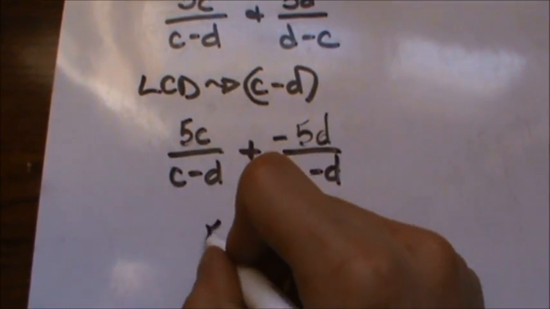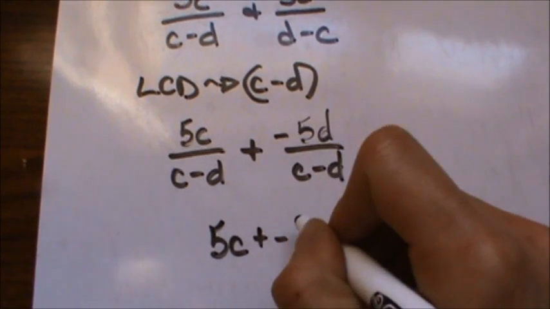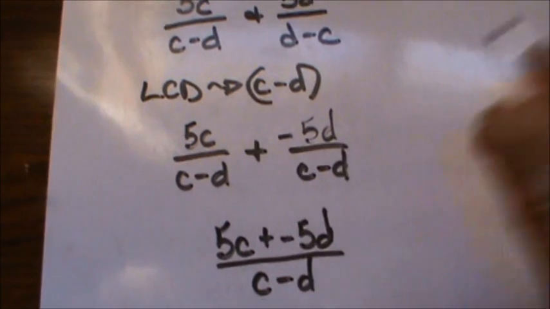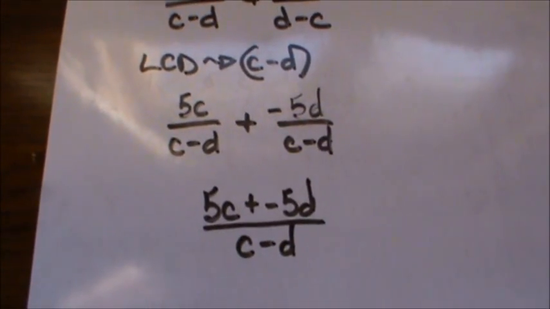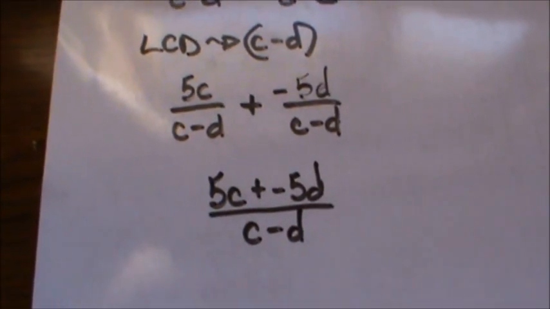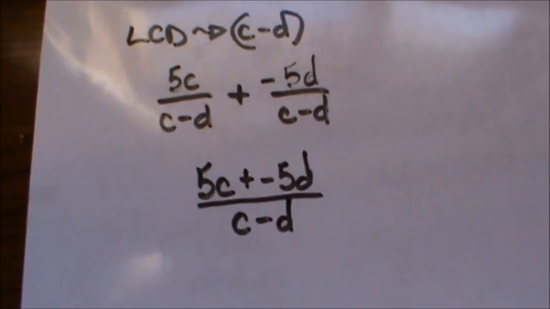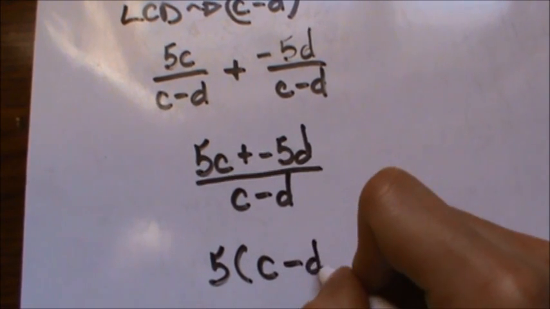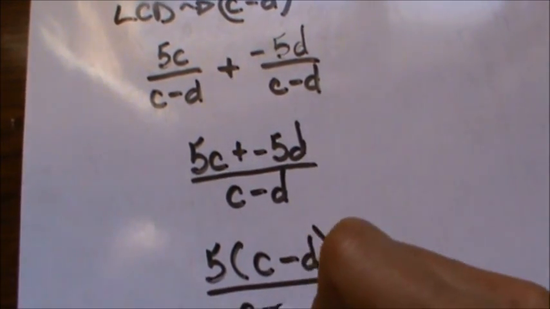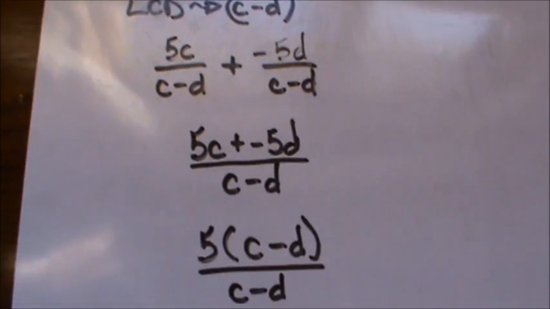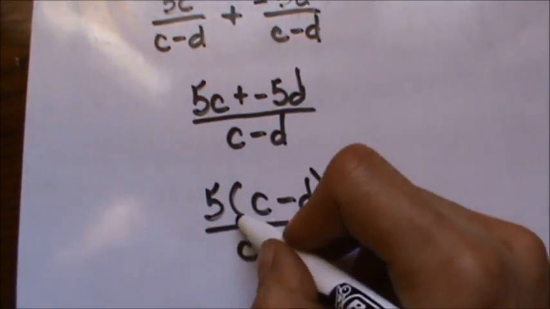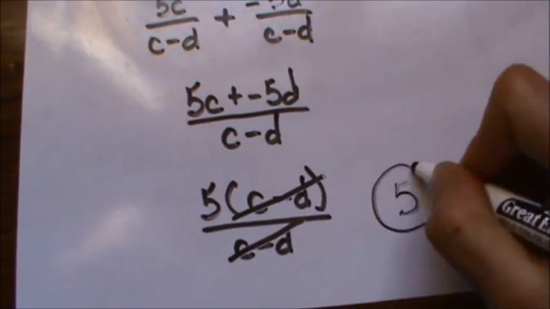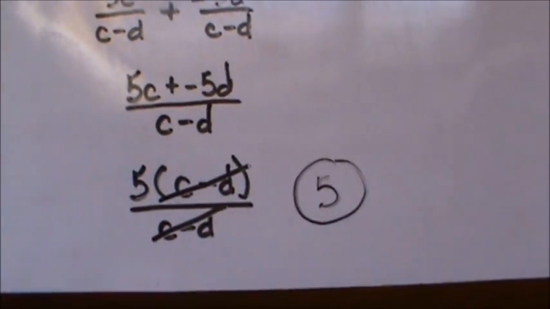So let's see what happens when I combine my fractions. I can't combine any like terms on the top, but they do both have a factor in common, and that is 5. I'm going to factor that out. It looks like I can simplify my fraction. This factor cancels with this factor, and 5 is my simplified fraction.